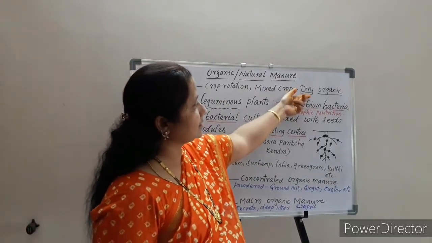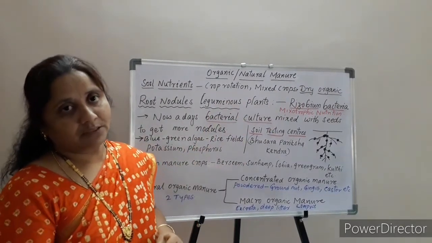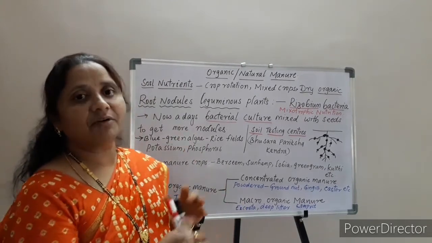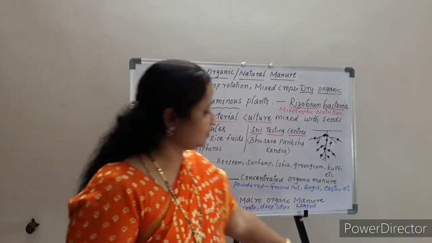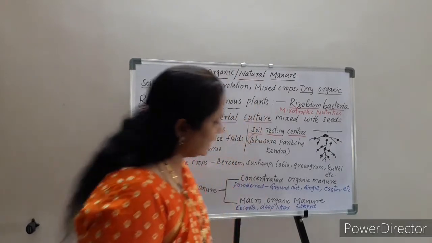Okay, it doesn't contain wet grass or wet dung of the animals. It contains dry organic manure. It is helpful to increase the fertility of the soil. Along with this, there are some other organic manures.